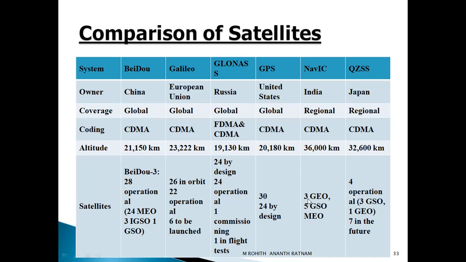Now coming to IRNSS, the Indian satellites, we have a total of 8 satellites. Out of which 3 are in geostationary and 5 are in geosynchronous. And guys, in Japan, we have a total of only 4 operational satellites. 3 are in geosynchronous and one is in geostationary orbit. Right, total 7; in future they are planning more satellites.